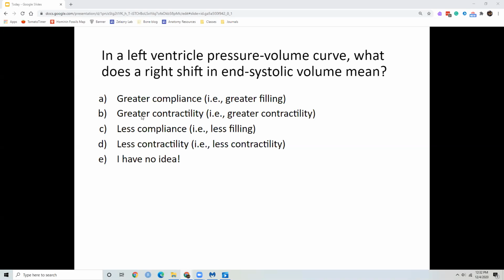So if we had a bunch of compliance, if we had greater filling, that's when we would see a lot of volume. If we still have a bunch of blood in the ventricles at the end of systole, that means we haven't been able to contract the heart muscle enough to squeeze it all out. So the answer here would be D.